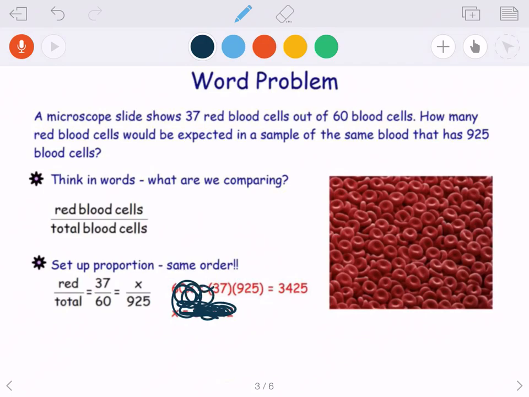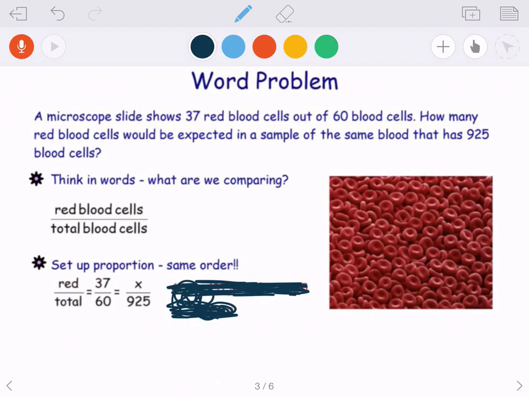Now over here, I'm actually going to cross out the answer, and we're going to solve it together. So the problem reads, a microscope slide shows 37 red blood cells out of 60 blood cells. How many red blood cells would be expected in a sample of the same blood that has 925 blood cells? So we are comparing red blood cells to total blood cells.